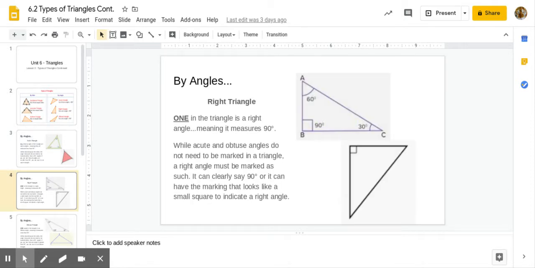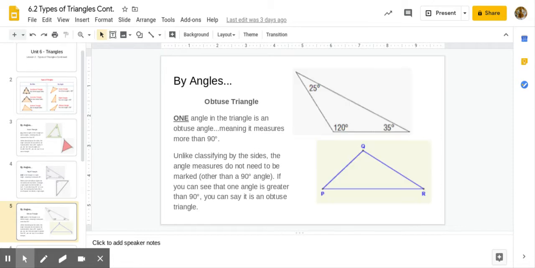The second type is a right triangle. In the right triangle, one angle in the triangle has to be a right angle, meaning it has to measure exactly 90 degrees. Now, acute and obtuse don't need the markings, but a right angle has to be marked. You can never assume something to be a right angle. So it has to clearly say 90 degrees, or it has to have that little box. It does not have to have both. So even this one down here that doesn't have any names on the vertices, we know this is still a right triangle because it has that small square there in the corner indicating that that one is a right angle.